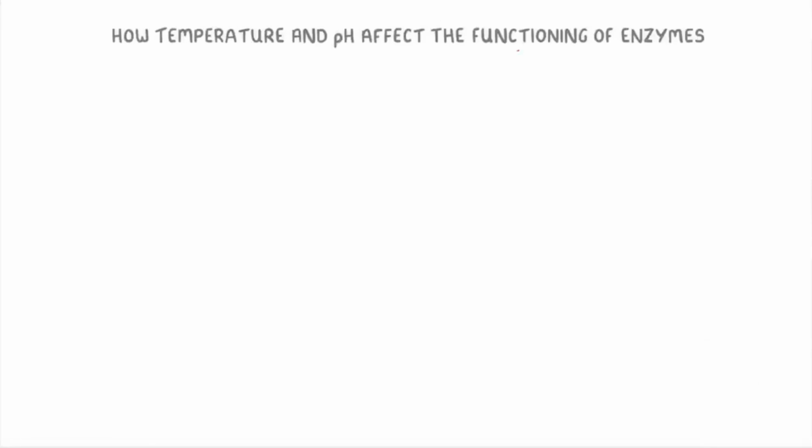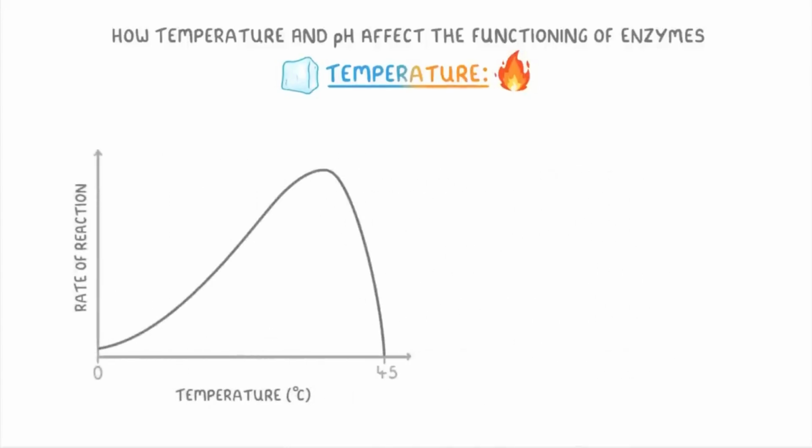In this video, we're going to look at how temperature and pH affect the functioning of enzymes, and therefore the rate of enzyme-controlled reactions. Let's start with temperature. This graph here shows how the rate of an enzyme-controlled reaction changes with temperature. As you can see, for the first part of the curve, as the temperature increases, so does the rate of reaction. And this is because all of the particles will have more kinetic energy, and so they're more likely to collide and have enough energy to react.